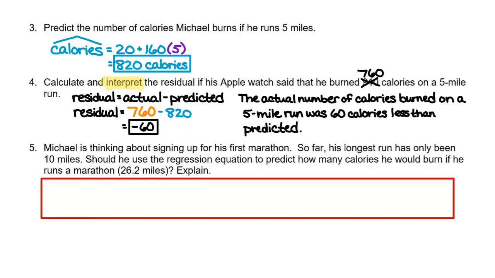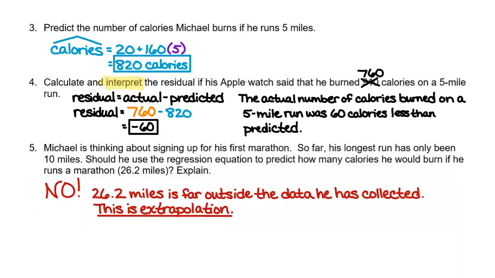Michael is thinking about signing up for his first marathon. So far, his longest run has only been 10 miles. Should he use the regression equation to predict how many calories he would burn if he runs a marathon, 26.2 miles? No. Why not? It's not trustworthy because it's farther from the data. Yes. So I would say no. 26.2 miles is far outside the data he has collected. This is extrapolation, so it's less trustworthy predictions.